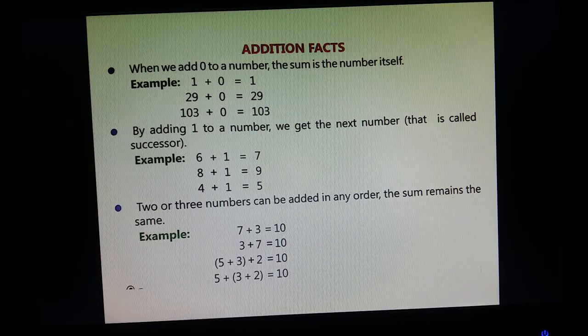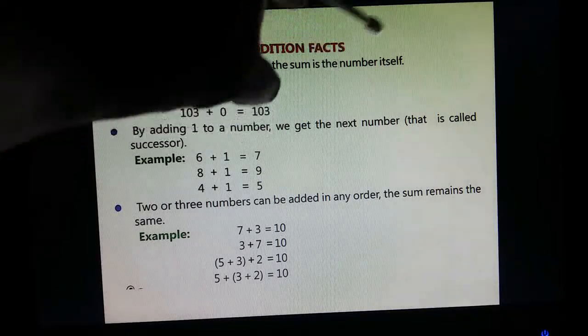And next is, 2 or 3 numbers can be added in any order, the sum remains the same. It means if we have 2 numbers or 3 numbers, we can add them in any order, and the sum will remain the same. As you can see in the example, 7 plus 3 equals 10. On the other side, 3 plus 7 also equals 10. Then if we take 3 numbers, 5, 3 and 2, if we add 5 plus 3 we get 8, and if we add 2 to 8 we get 10. In the same way, if we add 3 plus 2 we get 5, and if we add 5 and 5 we get 10.